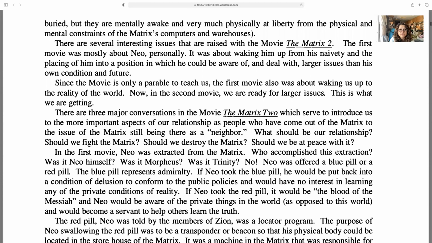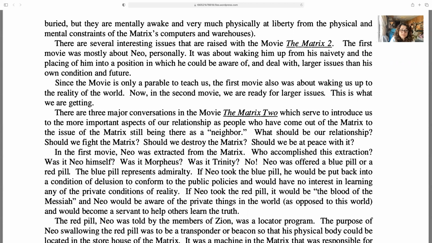There are three major conversations in the movie The Matrix 2, which serve to introduce us to the more important aspects of our relationship as people who have come out of the Matrix, to the issue of the Matrix still being there as a neighbor. What should be our relationship? Should we fight the Matrix? Should we destroy the Matrix? Should we be at peace with it?